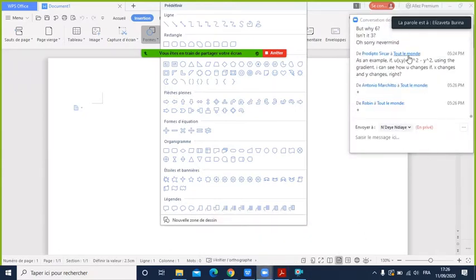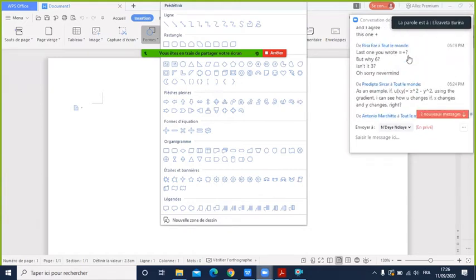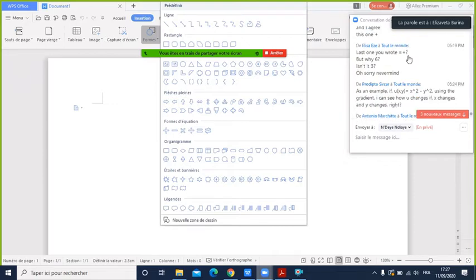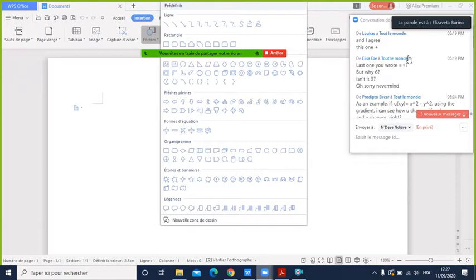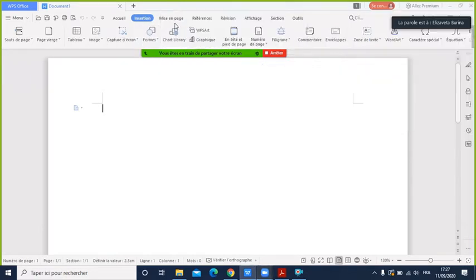Oh, I had some questions. As an example, if the utility of x and y is x squared minus 1 squared, using the gradient, I can see how u changes if x changes and y changes. Exactly, right. And if they change simultaneously, I just have to set by how much both of them change, and I will see how u will change. Okay, you all put pluses, so you all see my word.